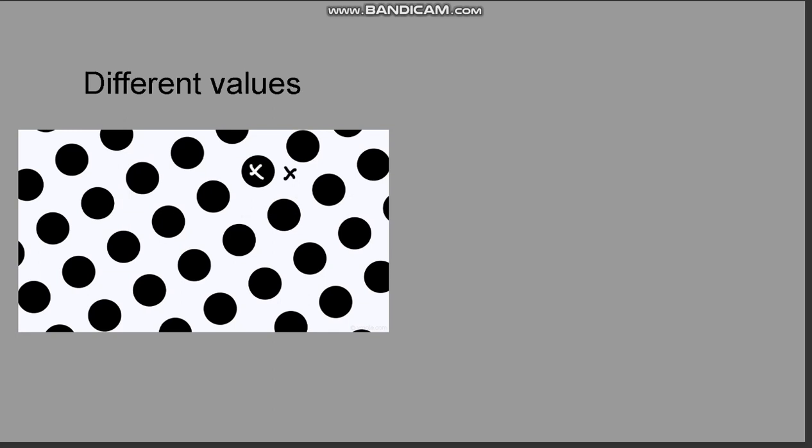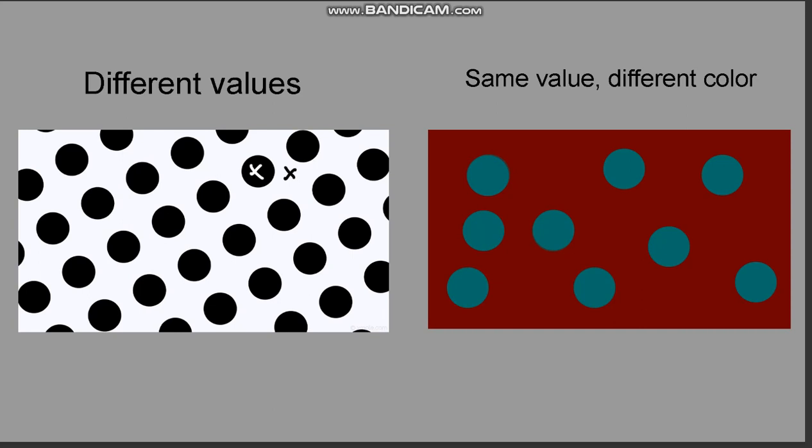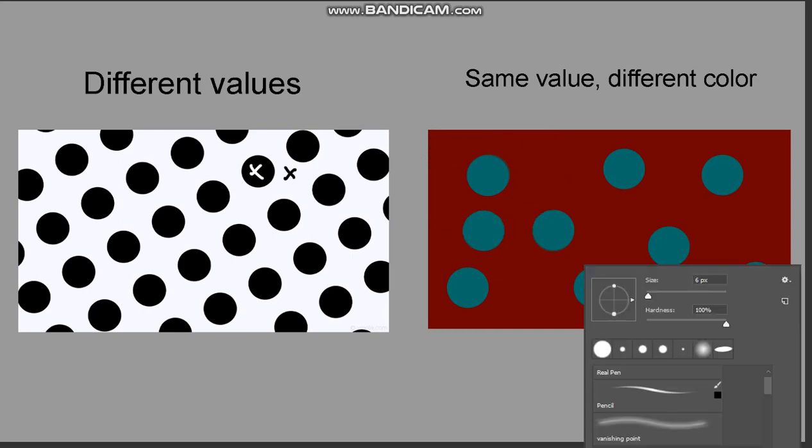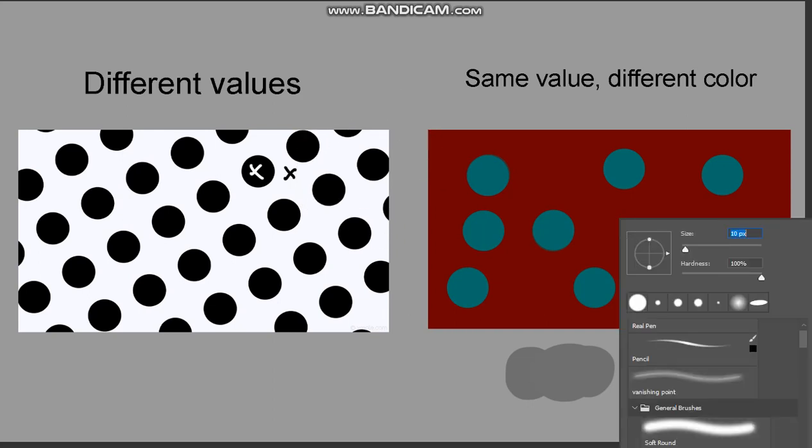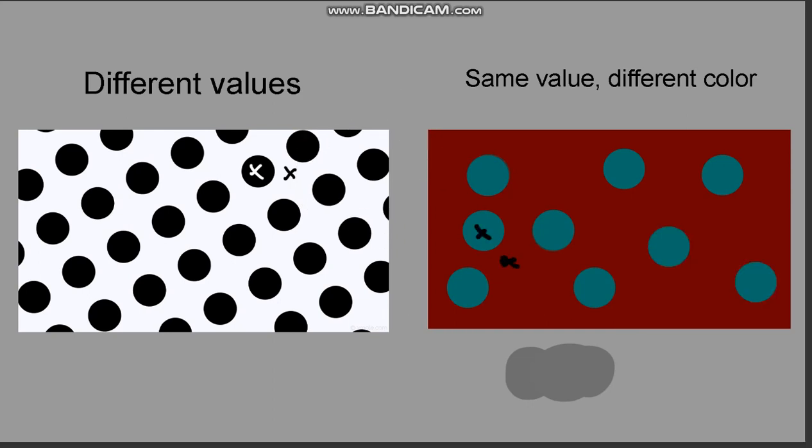Now you can also represent color this way. These are the exact same value. If I desaturate these, that's the value without the color. And I'm going to desaturate this red as well. They're the exact same value, but different colors. So we could also use a line to represent that change in one color to another color, despite the fact that they're the same value. So line can also represent a shift in color.